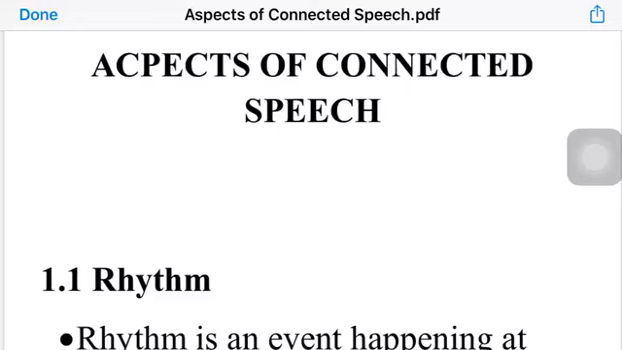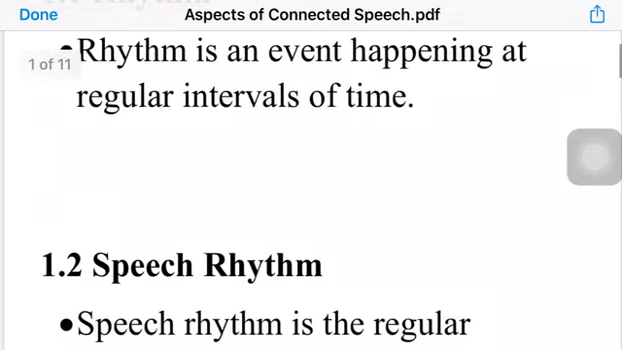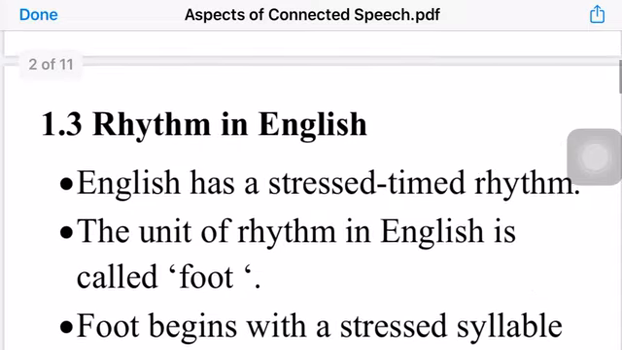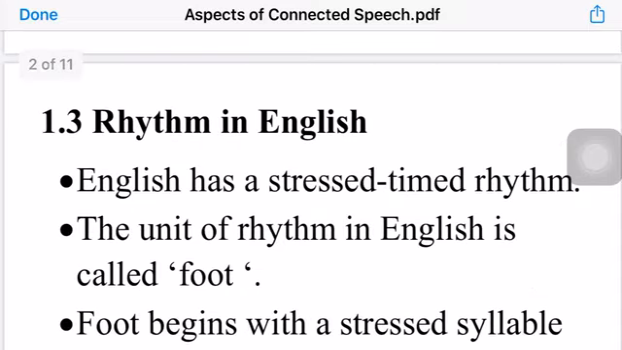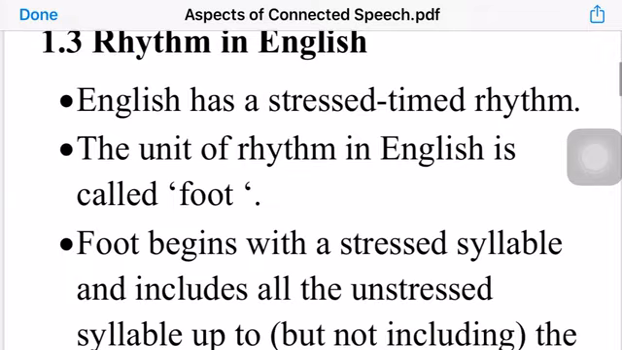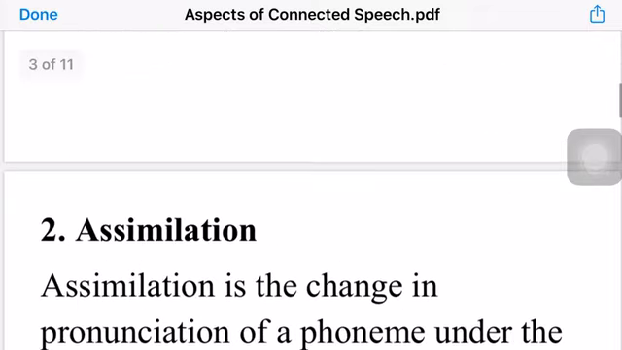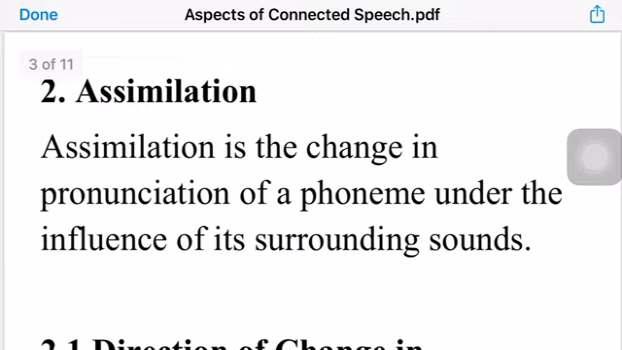Today we're going to continue our discussion about the different aspects of connected speech, which is covered by chapter 14, the Green Book. So previously we talked about the concept of rhythm, speech rhythm, and how English is a type of language that has stress-timed rhythm. We also discussed the concept of assimilation.